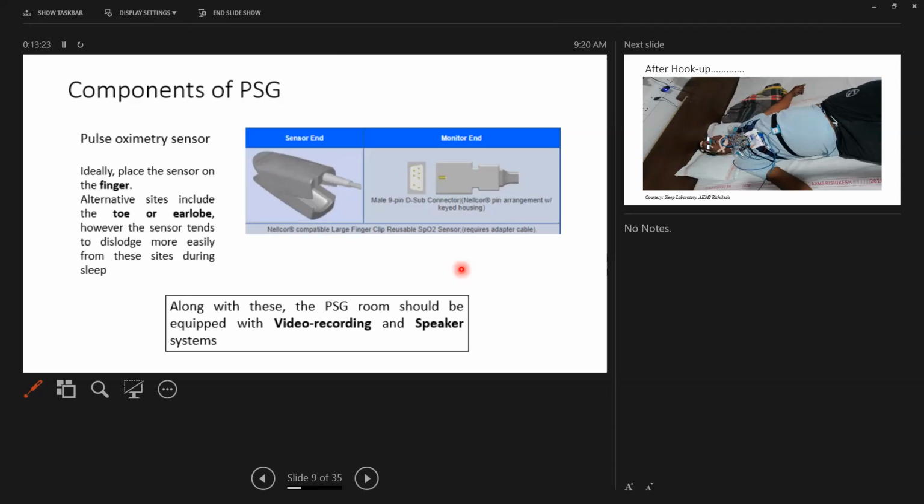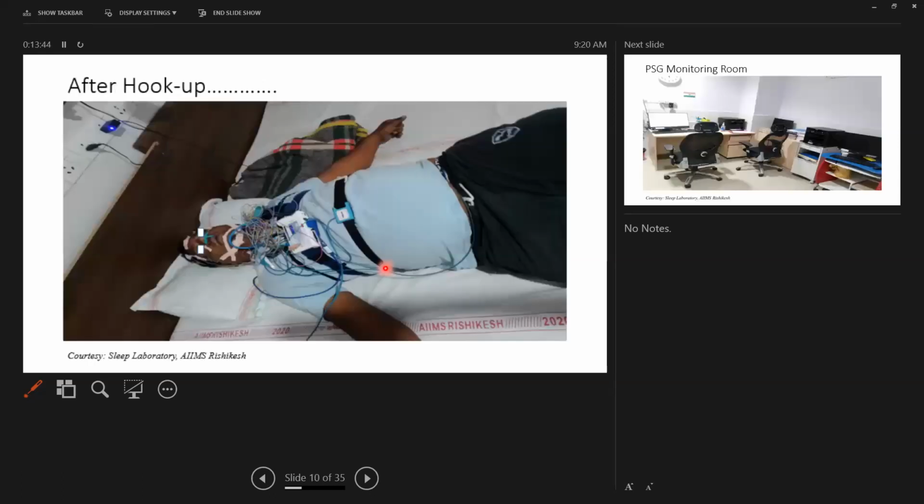And we can actually hold a mic and tell the patient what to do, because that is important in calibration. While biocalibration is a separate thing, we have to train the patient for some leg movements and other breathing efforts. So for that, those connections are required. So video recording and speaker systems are required in a PSG lab.